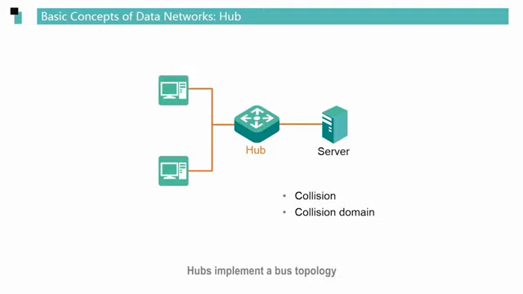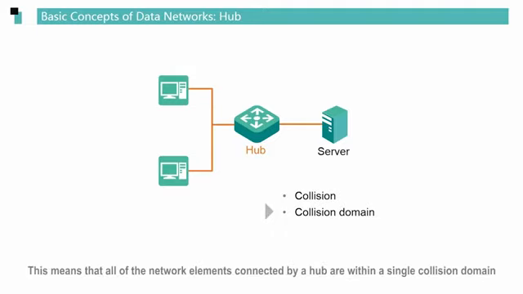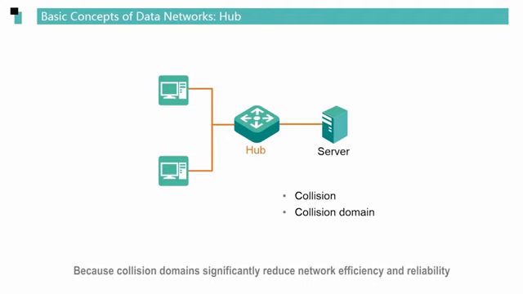Hubs implement a bus topology. This means that all of the network elements connected by a hub are within a single collision domain. Only one network element in each collision domain can use bandwidth to send data at any one time. Because collision domains significantly reduce network efficiency and reliability, preventative measures are needed. Switches were invented to solve this problem.